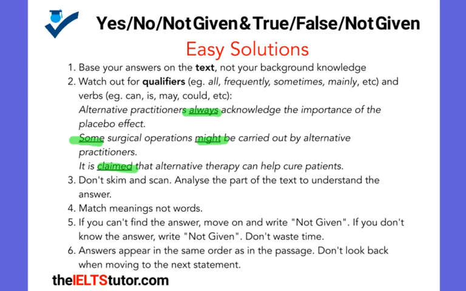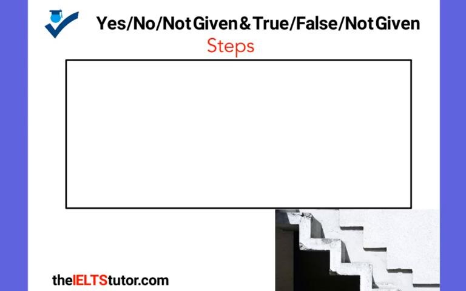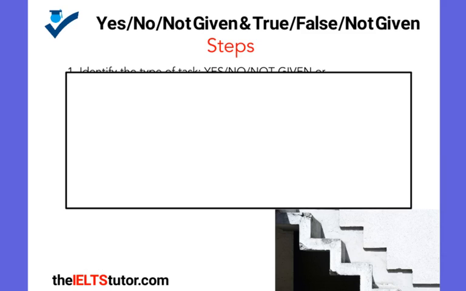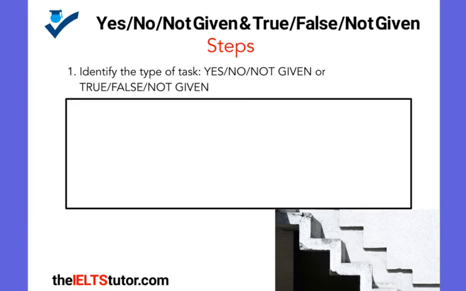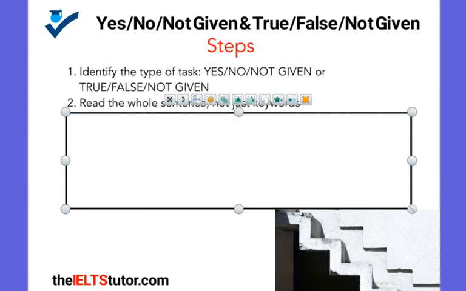Okay, let's move on to steps on dealing with this kind of task. Again, a reminder. Make sure that you know what you have to deal with. Do you have to write yes, no, not given? Or do you have to write true, false, and not given? So always, always read the instructions carefully. Make sure you know what type of question it is. The next thing that you need to do is to read the whole sentence and not just the keywords. It's very important for you to understand the statements in the form of the whole sentence rather than looking at isolated keywords. And as I've mentioned as well, make sure that you pay attention to qualifying words like some and always and all of that.